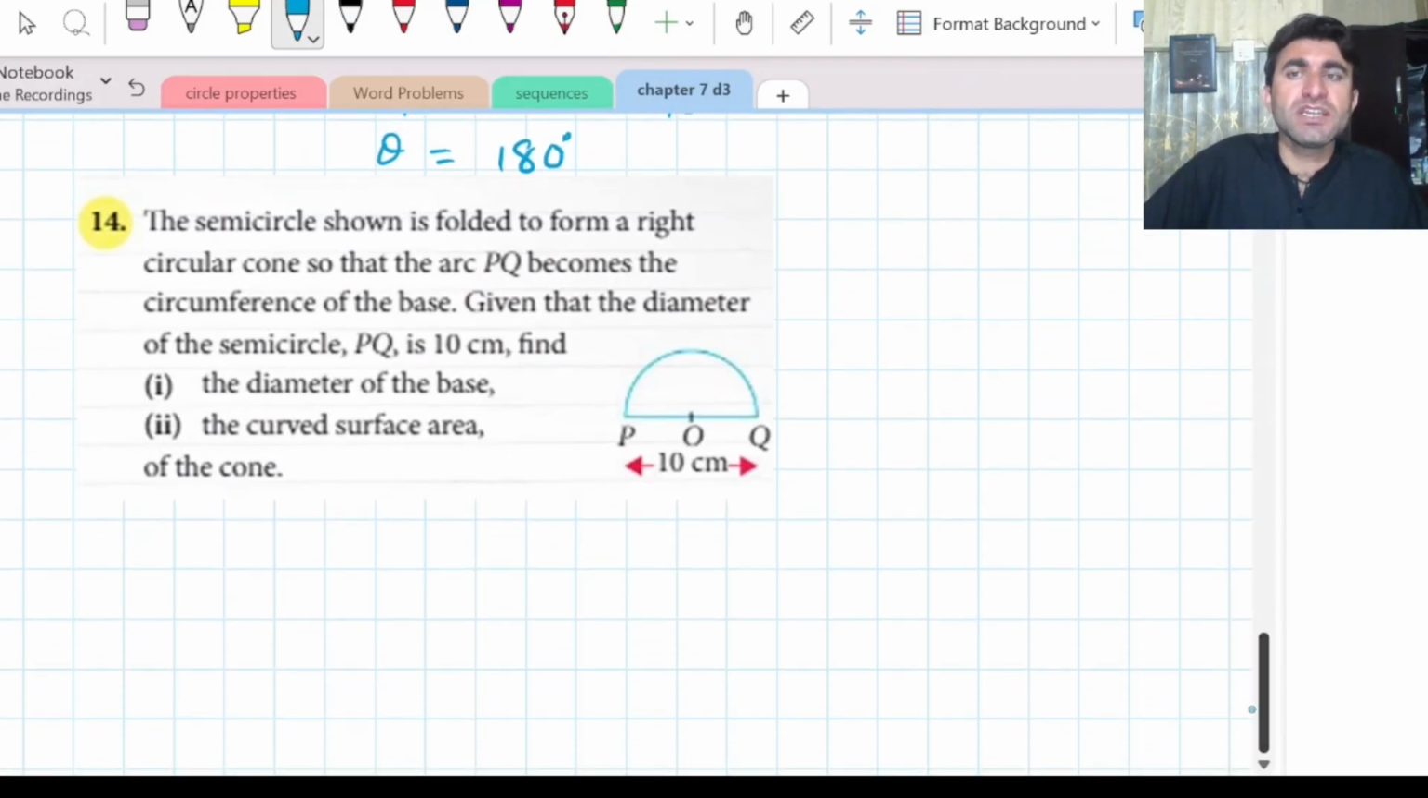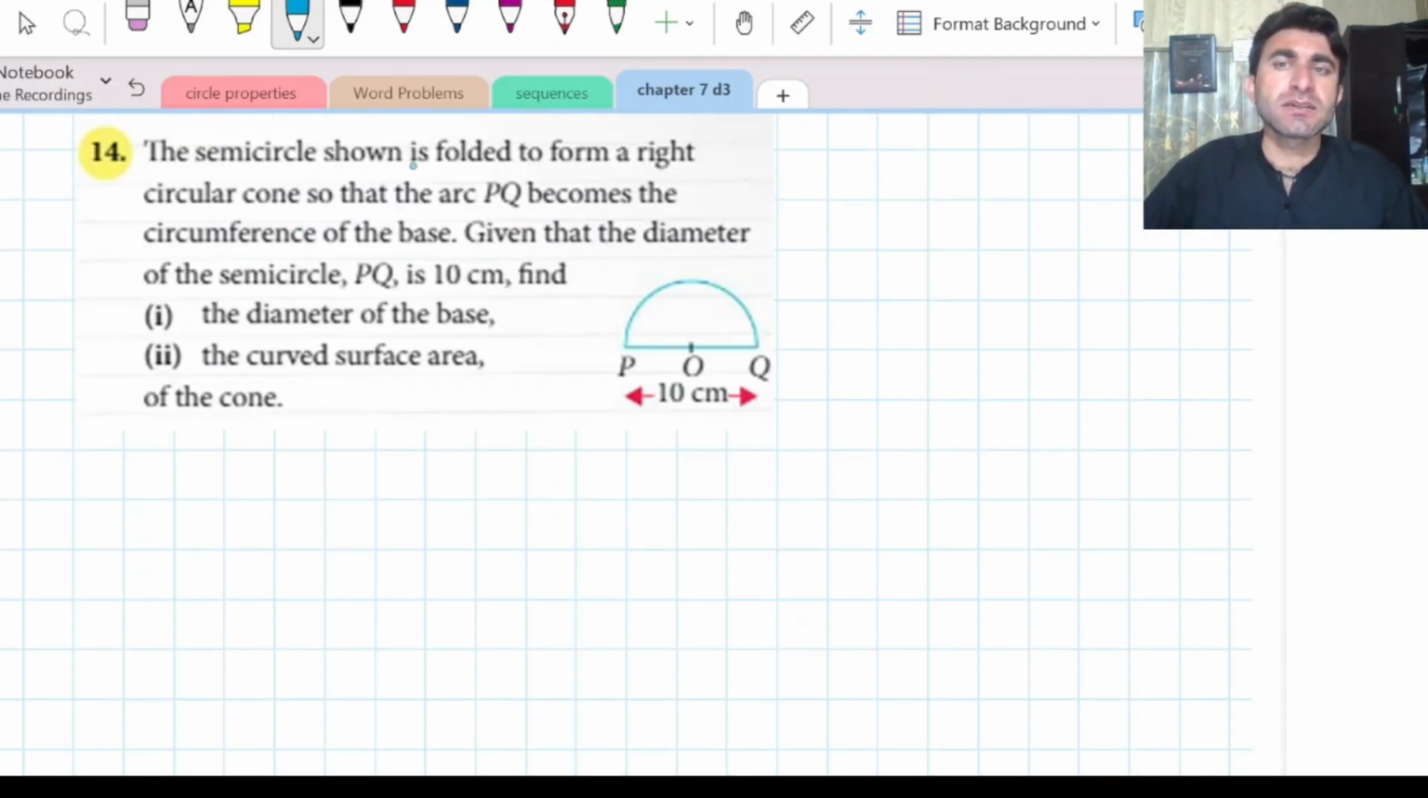Now in question number 14, if we see, it says the semicircle shown is folded to form a right circular cone. We know whenever we fold any sector or a semicircle, it converts into a cone, so that arc PQ becomes the circumference of the base. We can see that this PQ arc is a semicircular arc, and it converts into the circumference of the base of that cone. Given that the diameter of semicircle PQ is 10 centimeter, find the diameter of the base of the cone and the curved surface area of the cone.